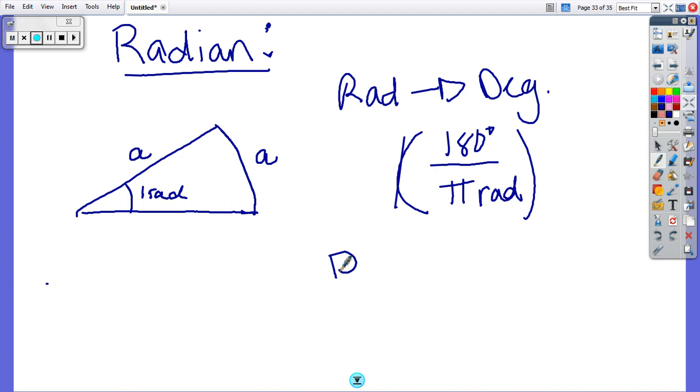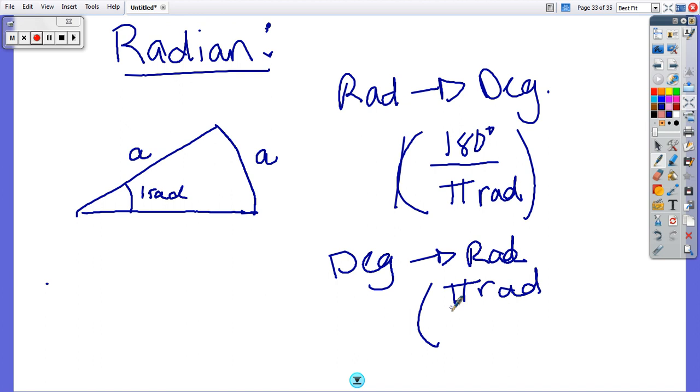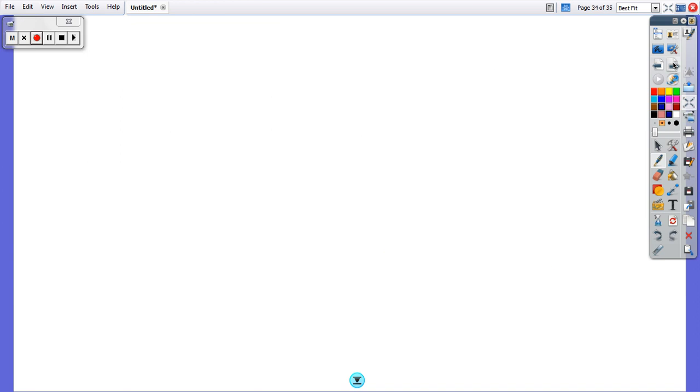If I'm going from degrees to radians, then that means I'm doing the opposite, multiplying by pi radians over 180 degrees. So let's try a couple of examples.